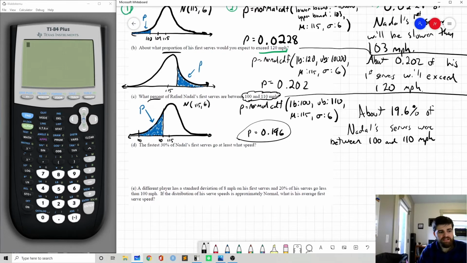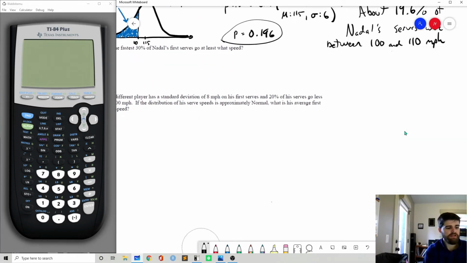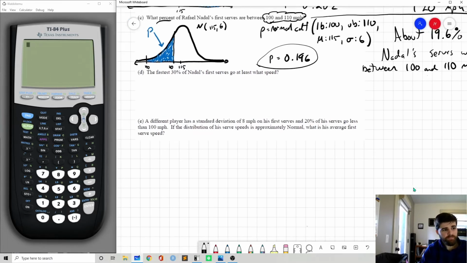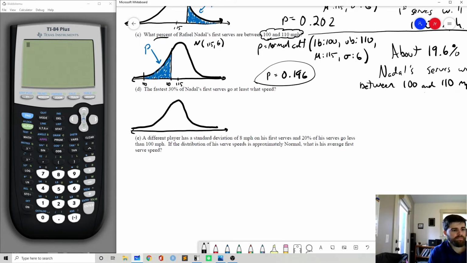All right, let's take a look at D and E, which are slightly different. Oh, there's some stuff down here, sorry. All right, on part D, it says the fastest 30% of Nadal's first serves go what speed? So this problem's a little bit different. We're still going to sketch this out. So we draw our normal curve. We'll do a little bit better than that. We've got a mean of 115 and a standard deviation of 6. This time they say the fastest 30% of Nadal's first serves go what speed?